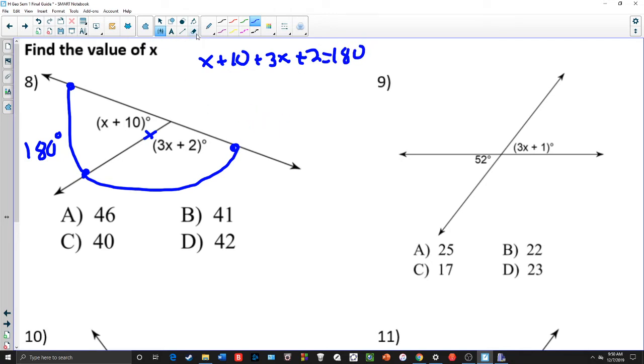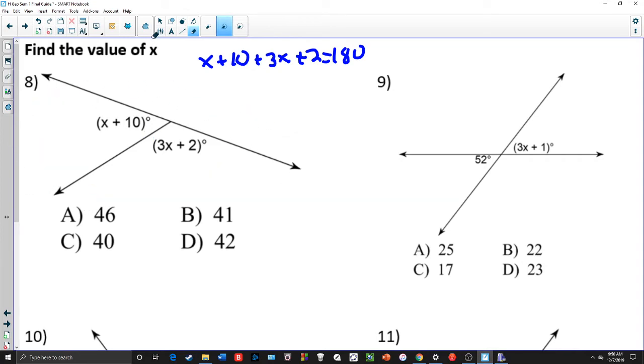Or you can also know that these are a linear pair. Another way people look at this is they say that these 2 angles, when put back to back, form a straight line on the bottom. And straight lines are always 180 degrees, so therefore the 2 angles together have to be 180 degrees.